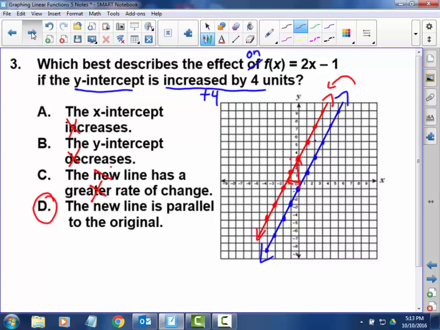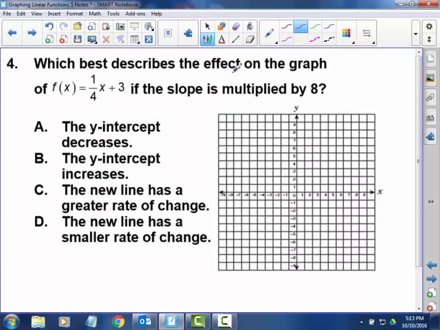All right, let's look at another one. Which best describes the effect on the graph of f of x equals 1/4 x plus 3 if the slope is multiplied by 8? All right, so the first thing we need to think about is the slope is being multiplied by 8. If we look at this equation, the slope is 1/4. So if we multiply that by 8, we get 8 times 1/4, which turns out to be 2. So my new equation, we'll call it g of x because g comes after f, would be 2x plus 3.